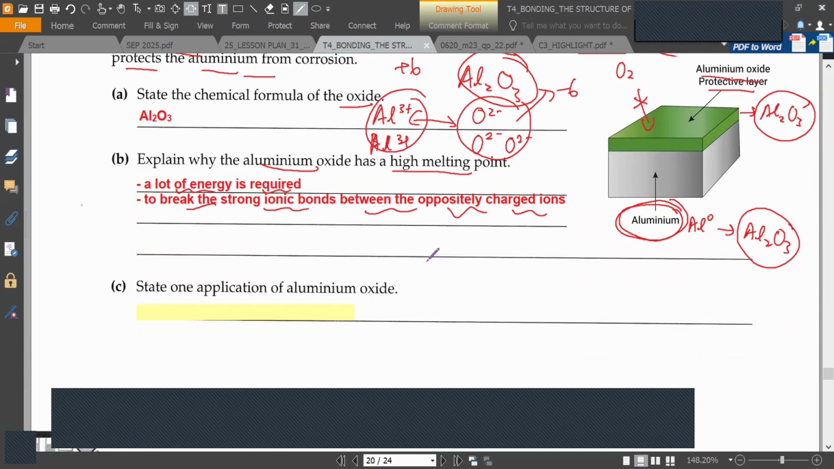State one application of aluminum oxide. So what is it useful for? Because of the high melting point, it can be used as refractories, ceramics, abrasive.